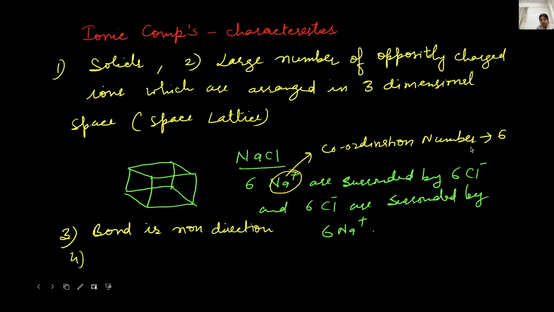Coordination number is defined as the number of oppositely charged ions present around the given ion. In this case, each sodium ion is surrounded by 6 chloride ions, so the coordination number of the sodium ion is 6. Similarly, the coordination number of the chloride ion is 6. So the coordination number of sodium and chloride ion is 6 in the crystal lattice.